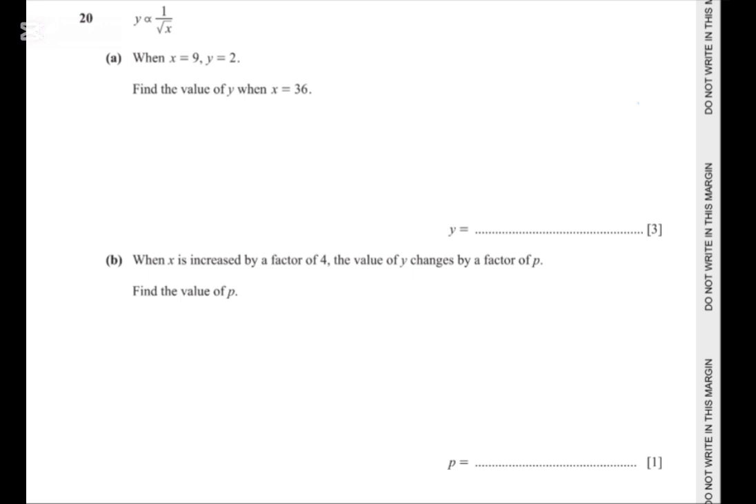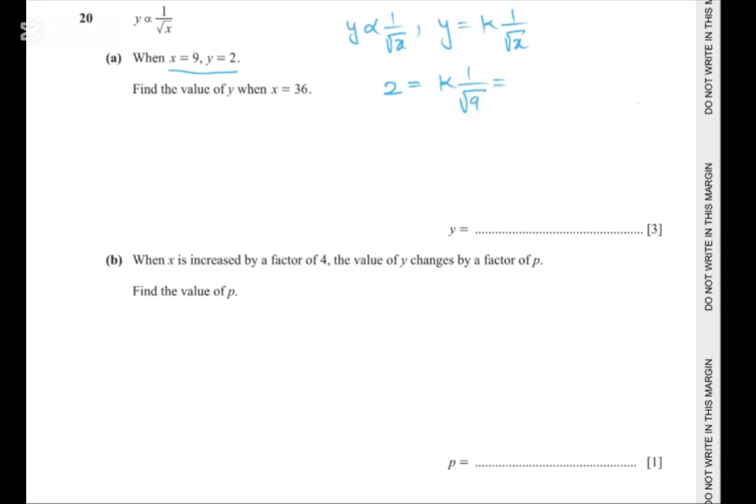Question number 20. y is proportional to 1 by root x. When x is equal to 9, y is equal to 2. Find the value of y when x is equal to 36. So when the proportionality is given, we cannot solve the question directly. We need to find a constant which is multiplying to 1 by root x. So y proportional to 1 by root x can be written as y equal to k into 1 by root x. The values of y and x are given. Substitute them.